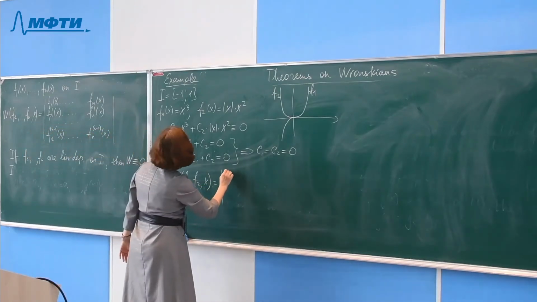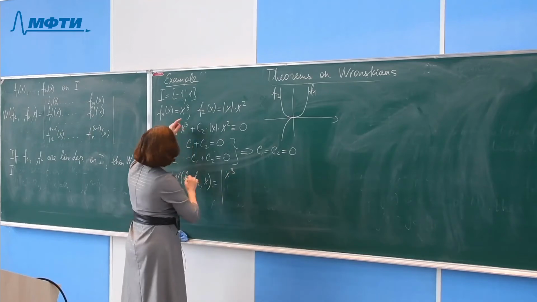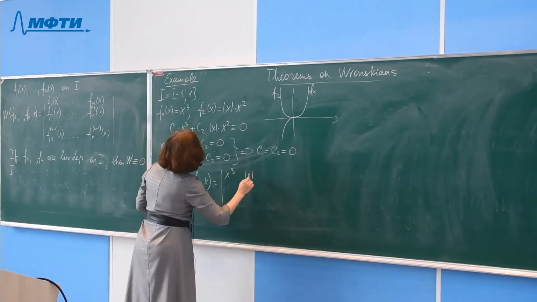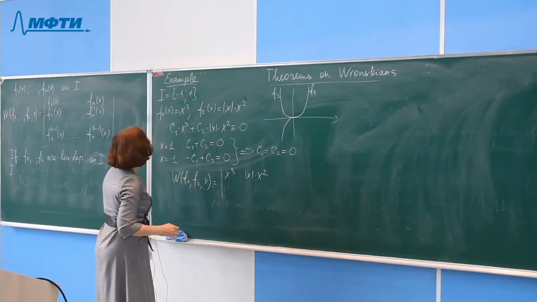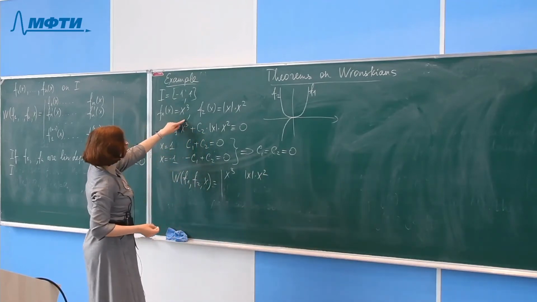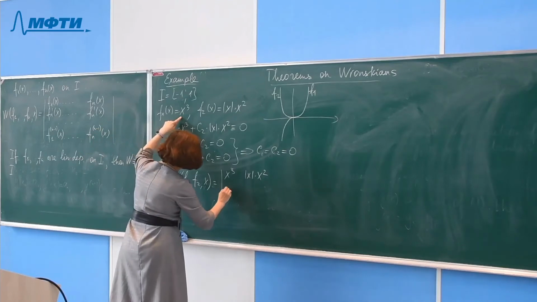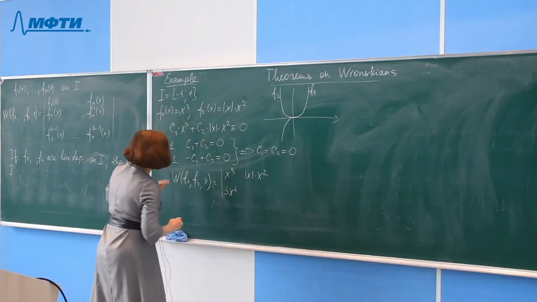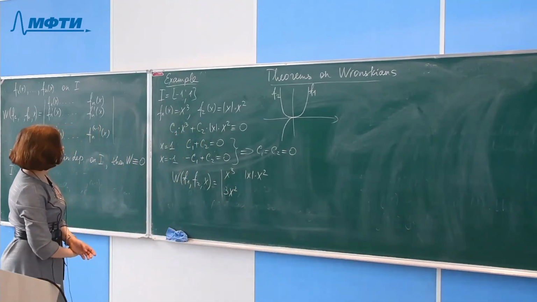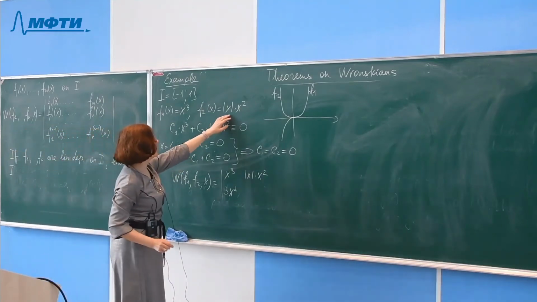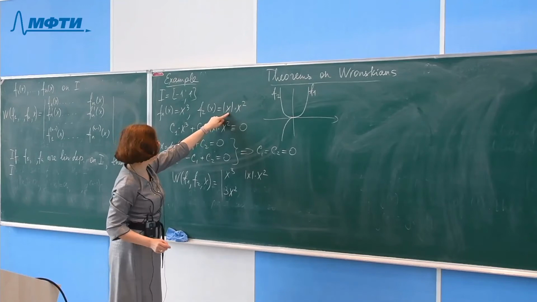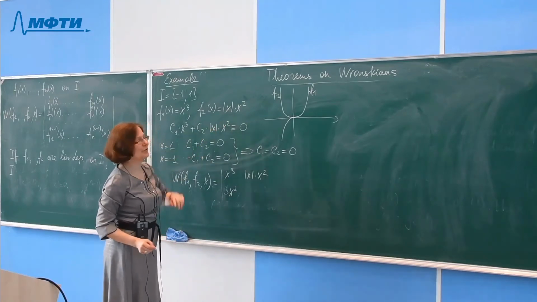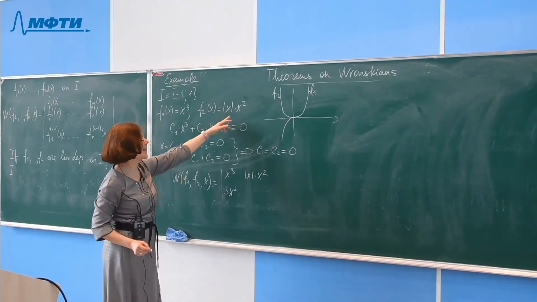It will be x cubed, the absolute value of x times x squared. And next, the derivatives. So the derivative of this function is 3x squared. Now the derivative of this function. What is the derivative of this function, absolute value of x times x squared?